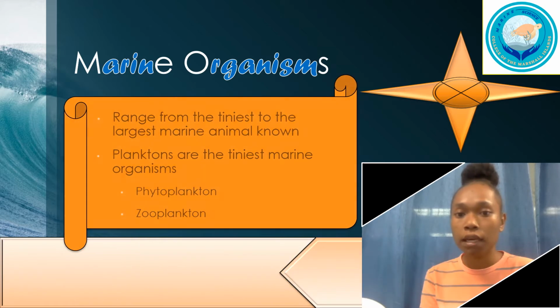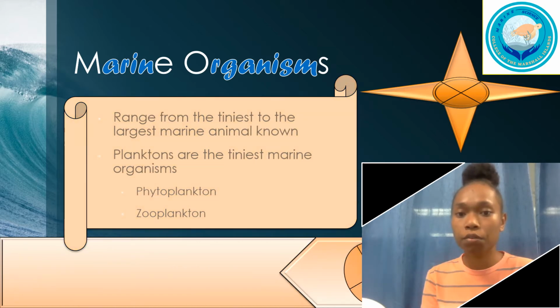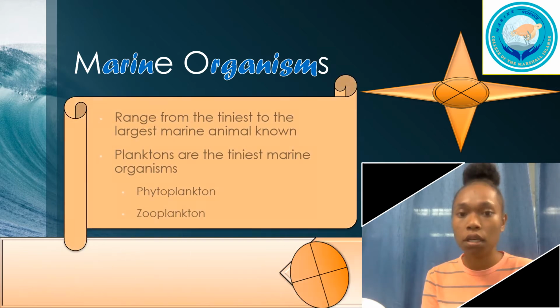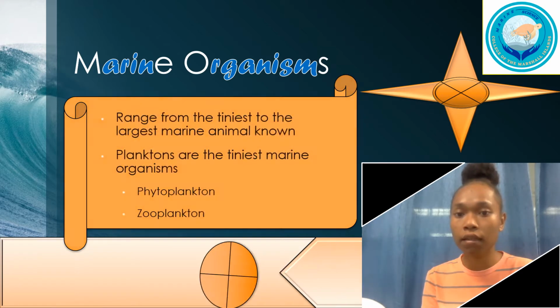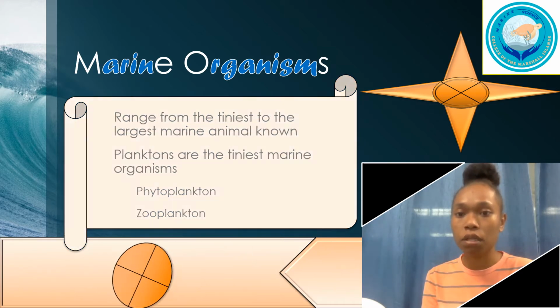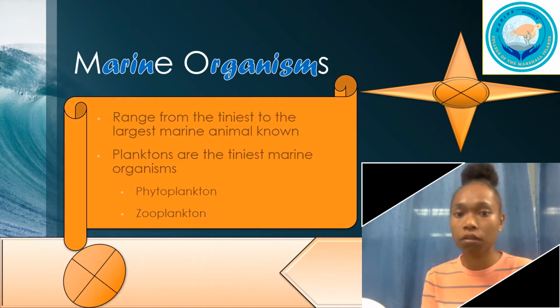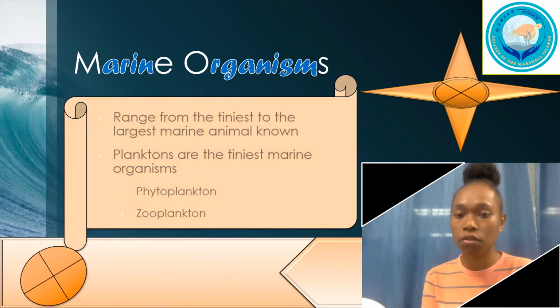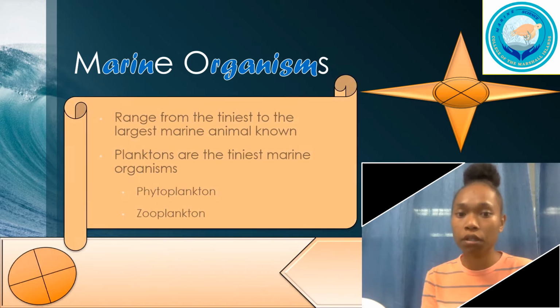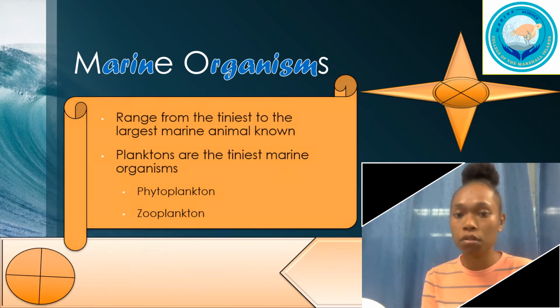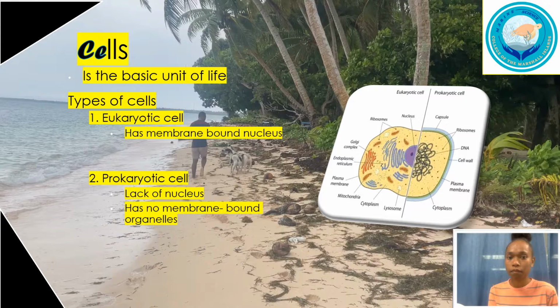Phytoplankton are plant-like plankton. They feed through the process of photosynthesis. And zooplankton are animal-like plankton. They feed on plankton and they produce oxygen and nutrients for marine organisms, also through the process of photosynthesis.